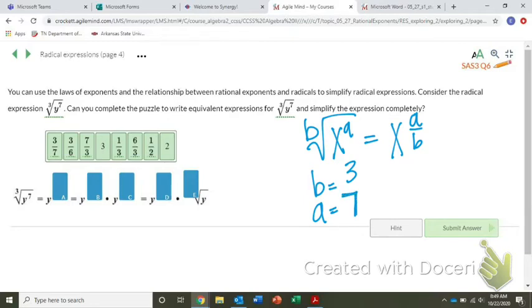Okay, so the first thing we want to write is x to the 7/3 power. Everybody agree? Okay. Now, we want to split it up.